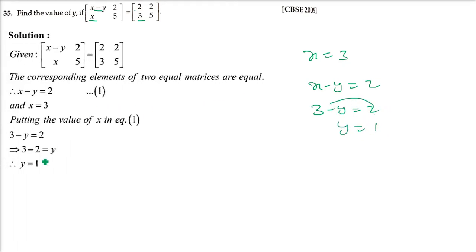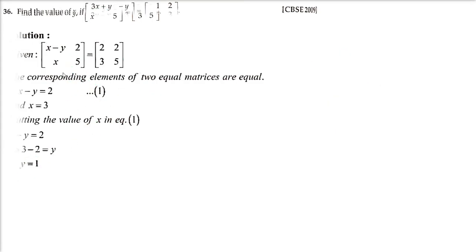Find the value of y if this. So x is already given 3 here. If you just equate the corresponding elements of the matrix, x is 3 and x minus y is equal to 2. Just put 3 here, 3 minus y equals 2. y will be equal to 3 minus 2, that is going to be 1. So x is 3, y is 1. This is how you have to write, right? One by one, step by step.